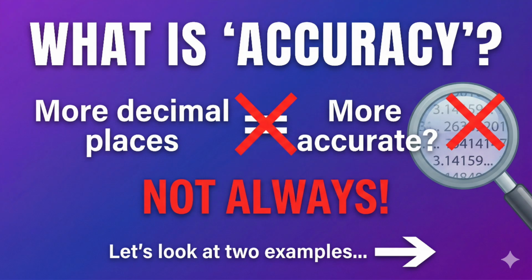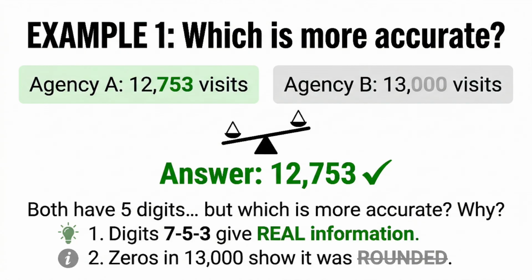Most students think accuracy just means how many decimal places you have. But that's not quite right. Accuracy is actually about how much meaningful information a number contains. Let me show you what I mean with 2 real examples. Example 1. 2 agencies report visitor numbers.